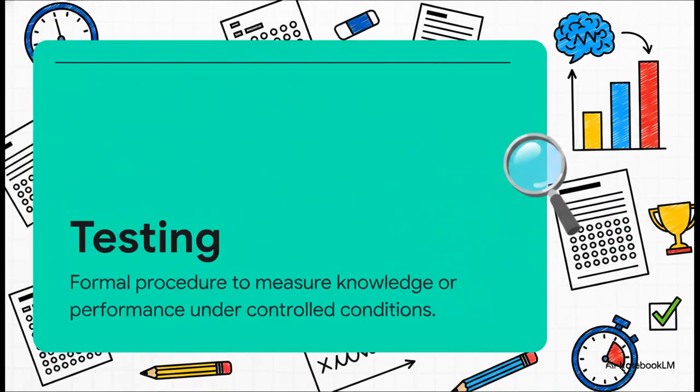Let's start with the narrowest one. Testing. Drawing on the work of Arthur Hughes from our source material, a test is a highly formal procedure. It's built specifically to measure your ability, knowledge, or performance in a very specific domain. And the key here is that it happens under strictly controlled conditions. It's an event. It happens at a specific time, uses formal instruments, and almost always spits out a hard numerical score or a letter grade.